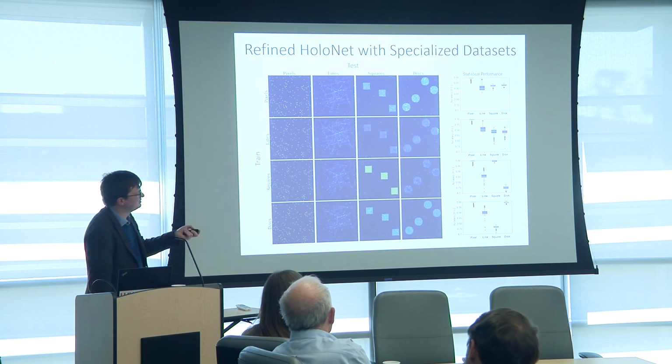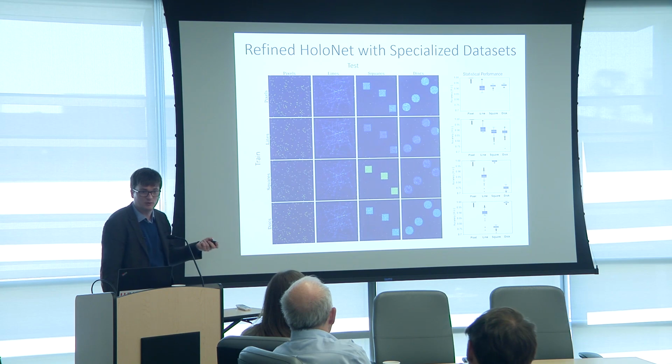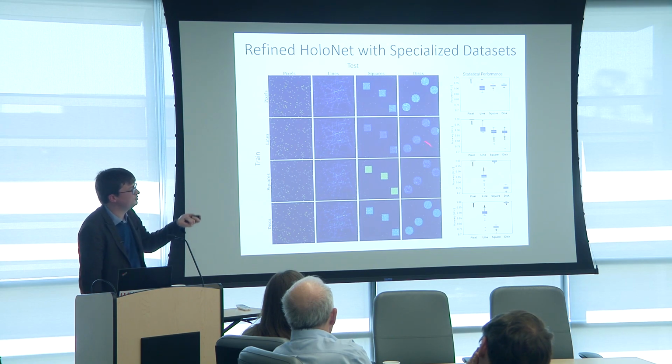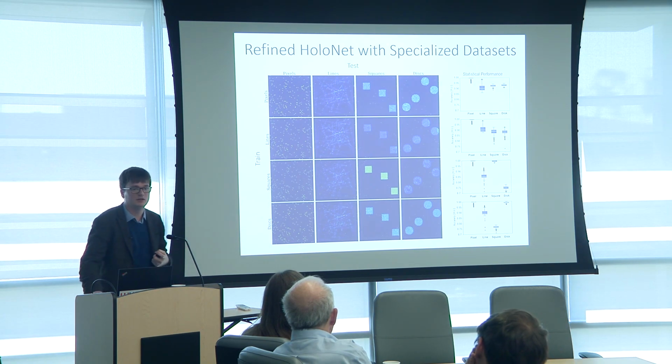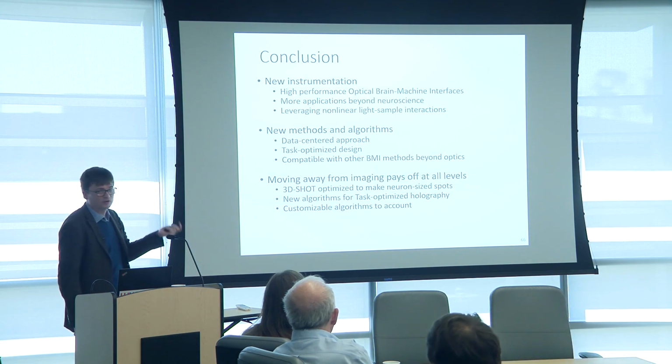And so this is an example that says, if you want to make your holograms better and gain a little bit more quality, one way to do it is to optimize the cost function. The other way to do it is to train on data sets that you know are representative of what you're trying to achieve in the end. So on that, the conclusion is that we work on new instrumentation.